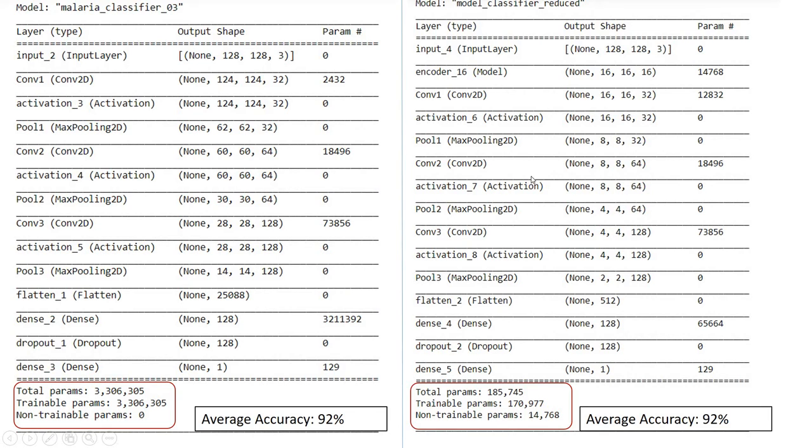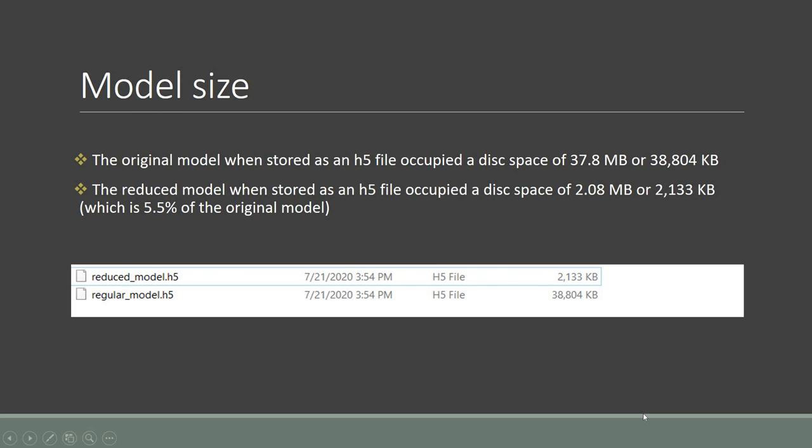Now on the right-hand side is the reduced model, which first encodes the image into a 16 by 16 by 16 array and then runs it through the exact same model. However, we see that we only have about 171,000 trainable parameters in this model, which is less than 6% of the original model. Still, we are able to achieve the same average accuracy. With so few parameters, this model can be trained on a much smaller system with much fewer resources.